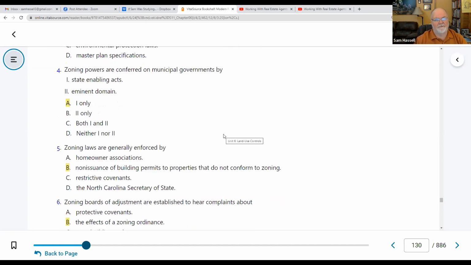Number 4, zoning powers are conferred on municipal governments by, number 1, the state enabling acts. That's it. Eminent domain, we talked about, that's how you take property, but that's not how zoning powers are conferred, all right? The enabling acts are how the municipality gets its power to govern, all right? Gives them police power.